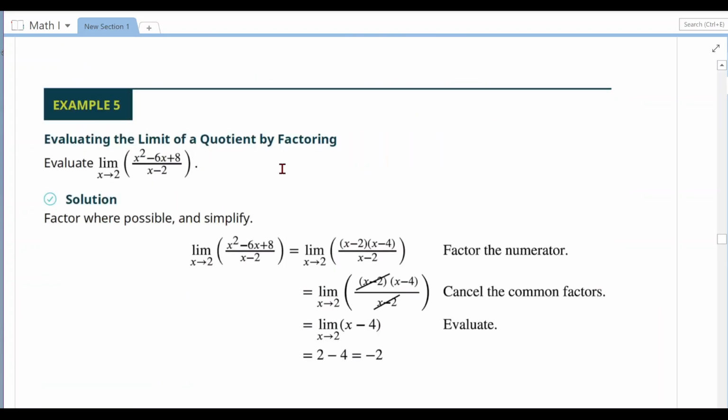Limit of a quotient can be done by factoring. So we have the limit of a quotient of x squared minus 6x plus 8 over x minus 2. By simplification, by factorization, if you like, x squared minus 6x plus 8 can be factorized into x minus 2 times x minus 4. So x minus 2 can be cancelled out. Therefore, we only end up with the limit of x minus 4. As x approaches 2, the value of the limit is negative 2.